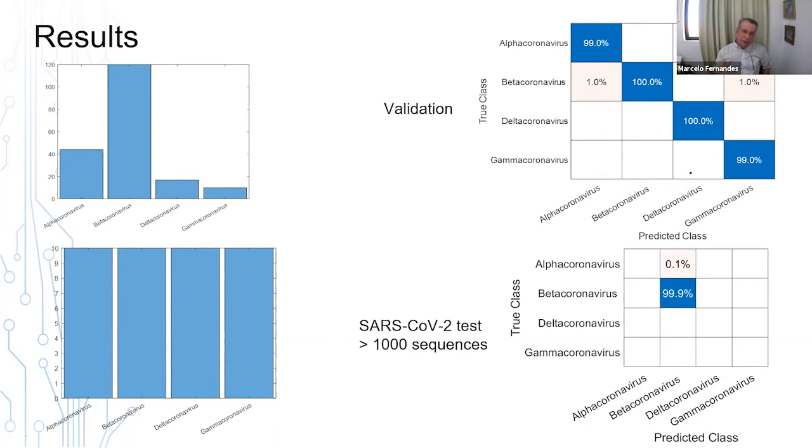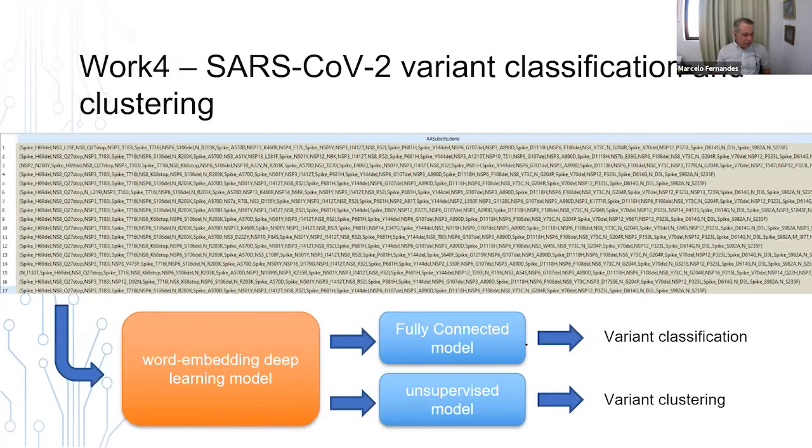And again, we don't use the SARS-CoV-2 sequences to make the training validation, but after that, we use the SARS-CoV-2 test, okay? And finally, it's work four, okay? Work four is a strategy that we can use for variant classification and clustering using deep learning.